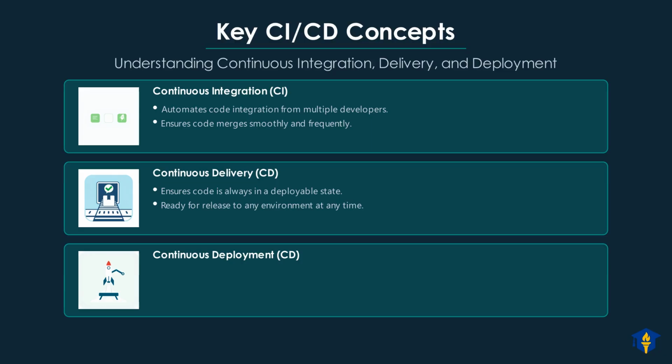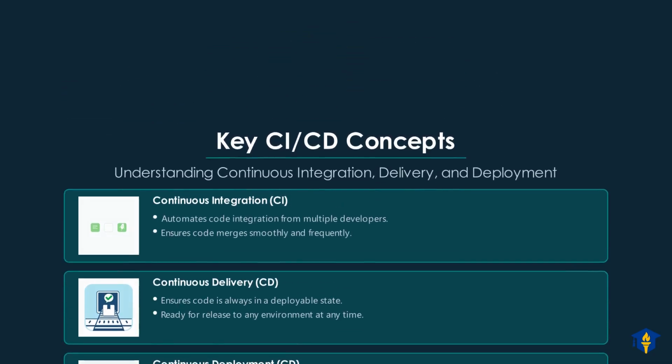Finally, let's look at continuous deployment, which takes continuous delivery a step further. With continuous deployment, thoroughly tested code is automatically released to the production environment without manual intervention. This complete automation streamlines the release process, significantly reducing the need for manual steps and potential errors.